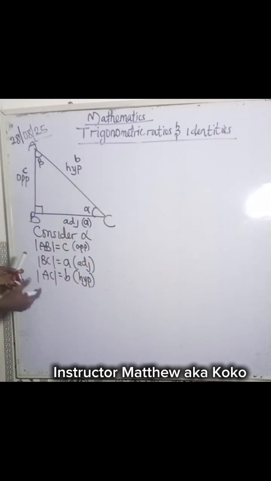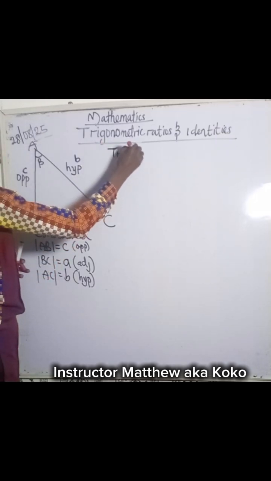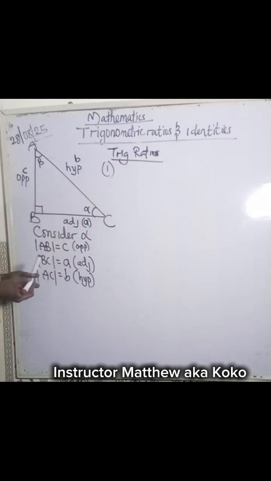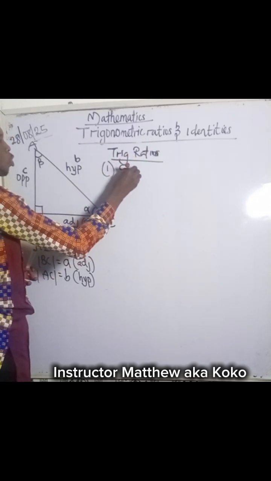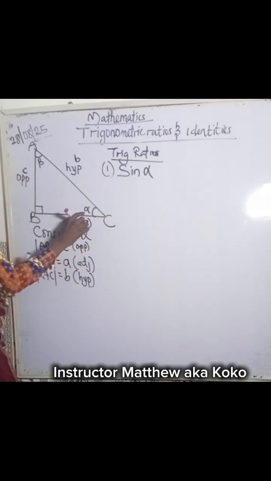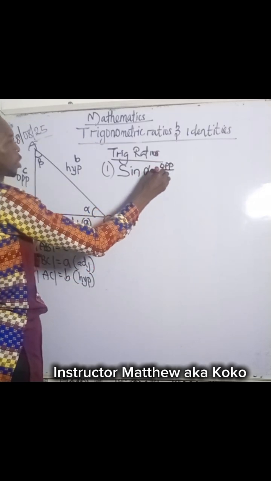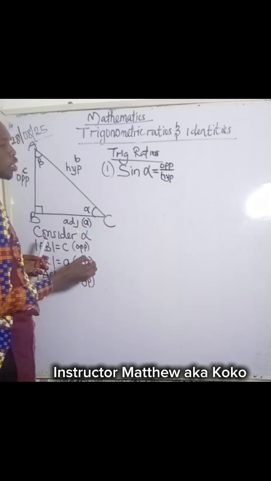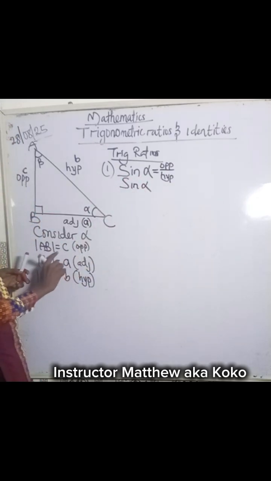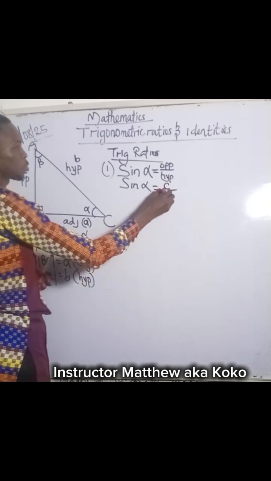So what are the trigonometry ratios that we want to talk about? They are just three in number. Number one, we find what we call the sine of an angle, so find sine alpha. By definition, sine alpha is the opposite side divided by the hypotenuse. This implies that sine of this angle is the opposite side, that is c, divided by the hypotenuse, that is b.